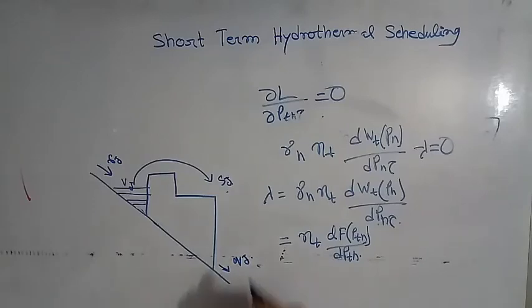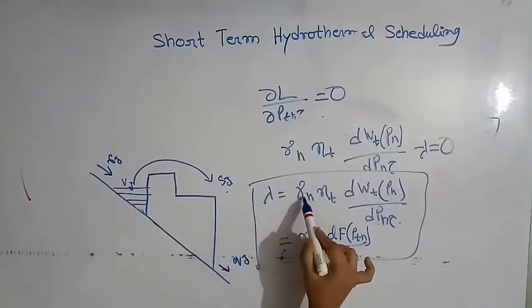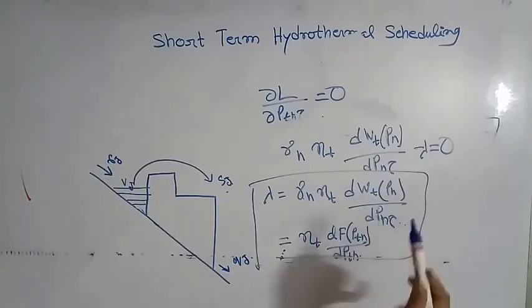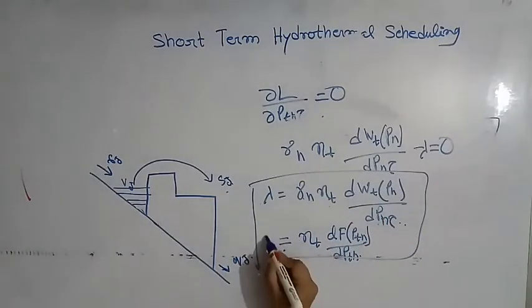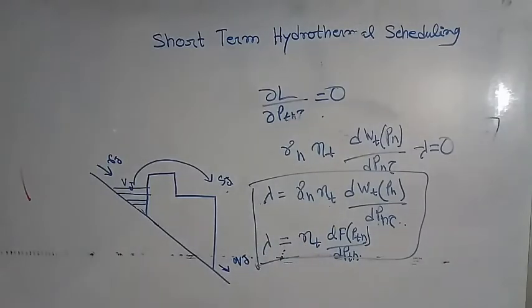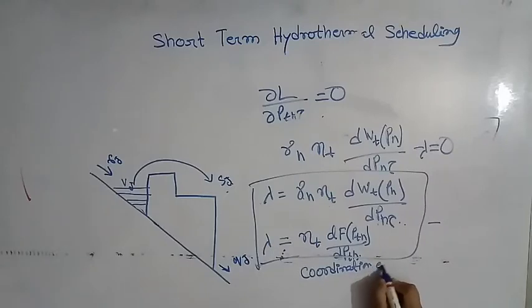Now these equations, lambda equals gamma h nt dwt by dpH tau, are conveniently known as coordination equations.